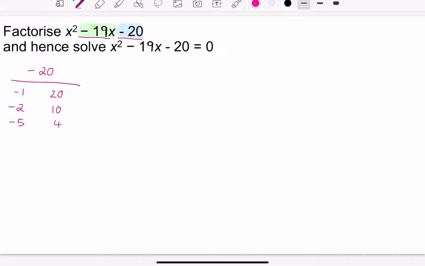You then need to do the reverse. So the same two numbers, but the negative on the other side. So I'm going to get 1 and minus 20. I'm going to get 2 and minus 10. And I'm going to get 5 and minus 4.